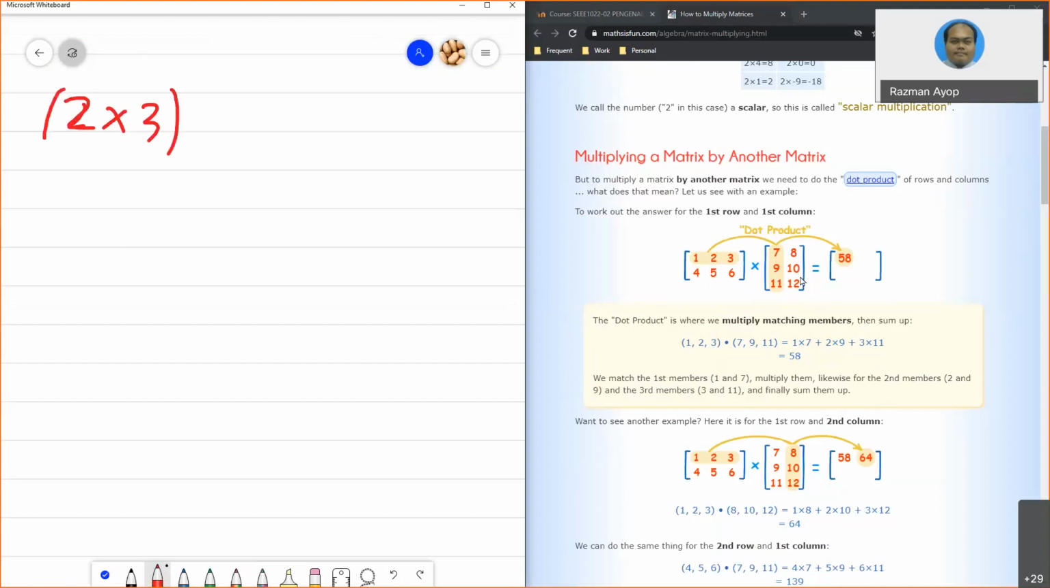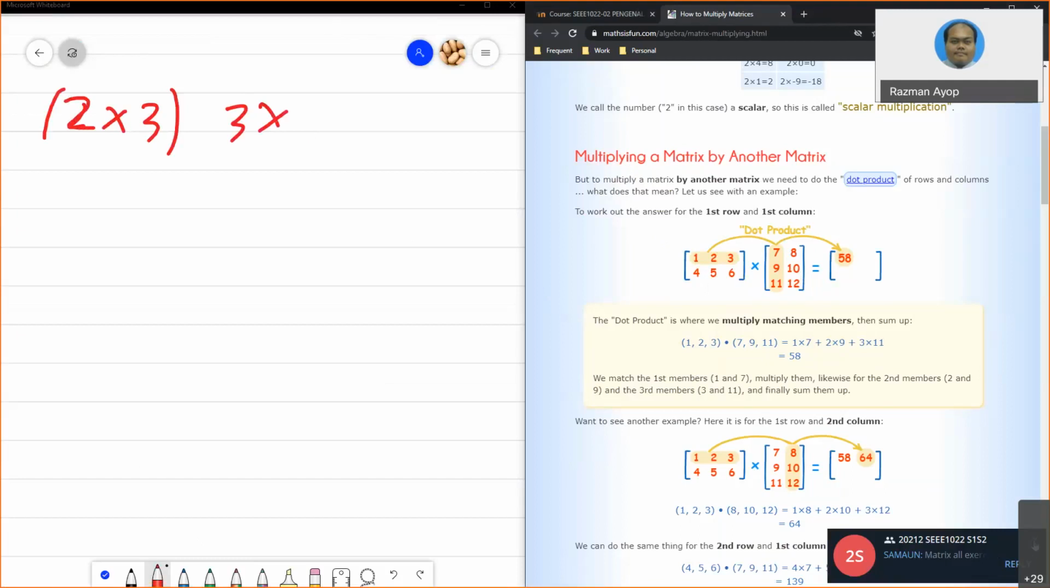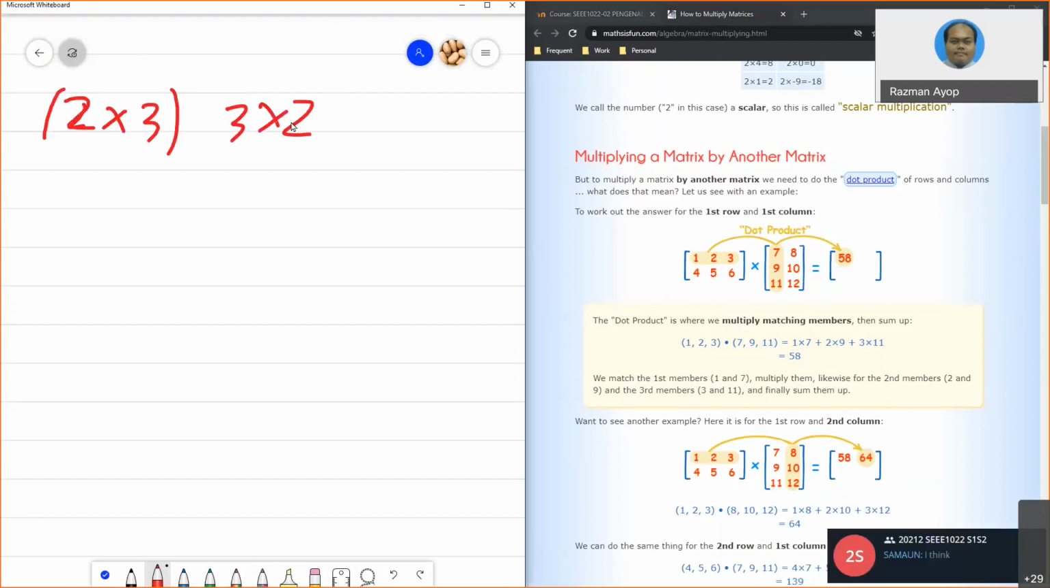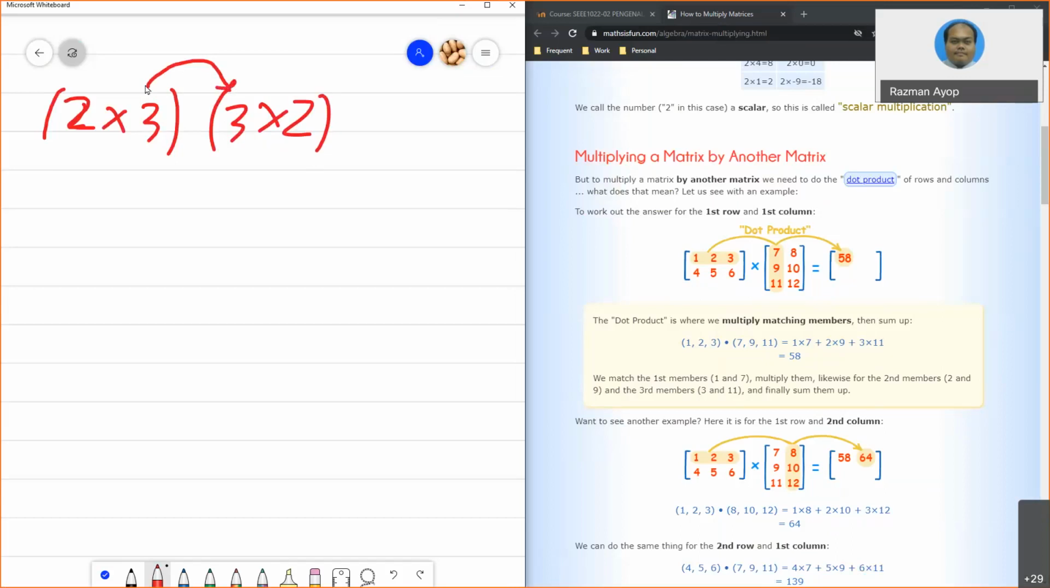And for the second one, this is 3 multiplied by 2. Remember this, when you want to do multiplication using matrices, you have to make sure that they are compatible. As a result, you will get a 2 by 2 matrix. This is what I mean by matrix.